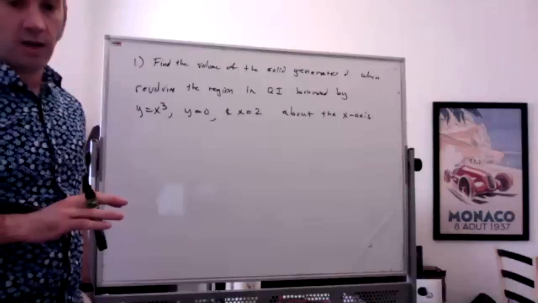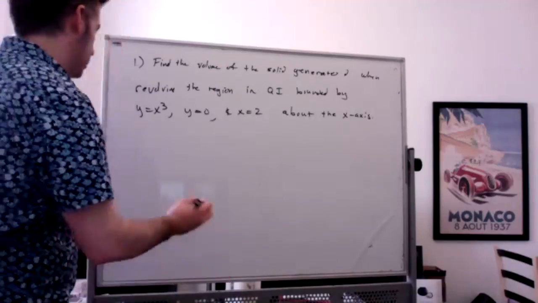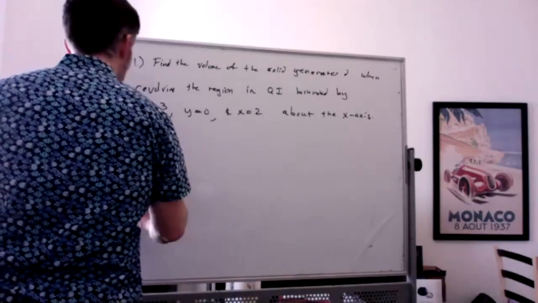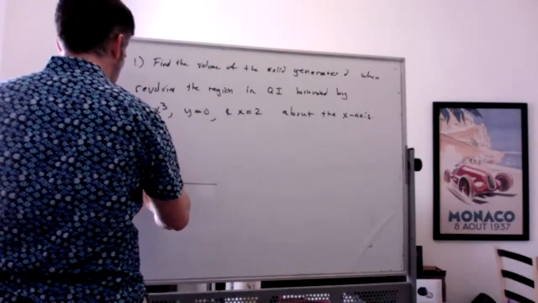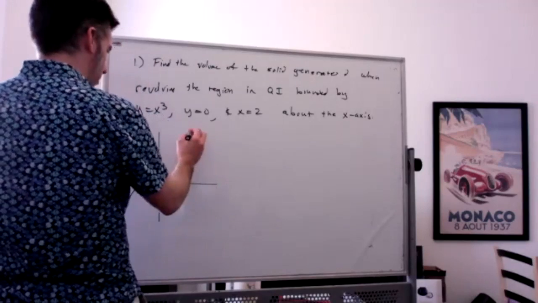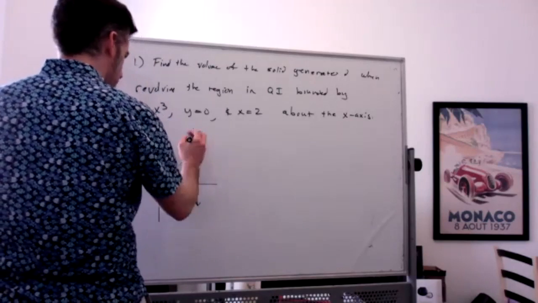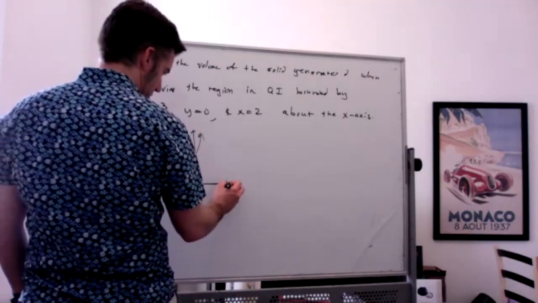Now it's certainly not required that we draw a picture, but I do think it's helpful. So y equals x cubed looks vaguely like this. x equals 2 is a vertical line, and y equals 0 is a horizontal line, the x-axis.